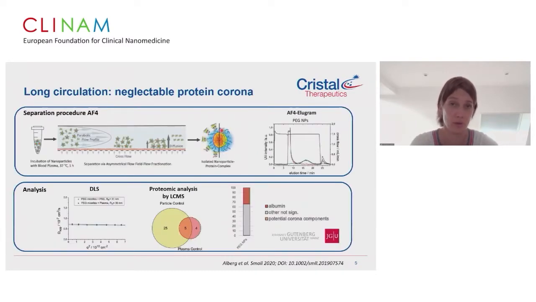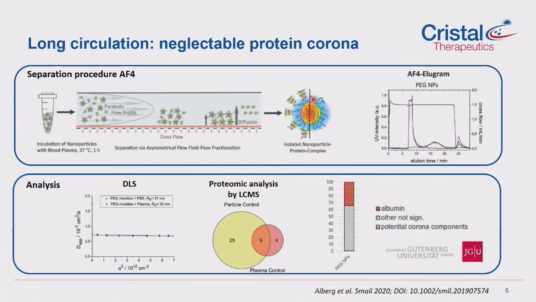Not only is the core-cross-link essential, but we also demonstrated, in a nice collaboration with the University of Mainz, that these particles that we've developed have a really negligible protein corona. That was nicely demonstrated by AF4, with follow-up analysis by DLS and even proteomic analysis. All in all, we hardly had any protein absorption, so another reason for the really nice long circulation.